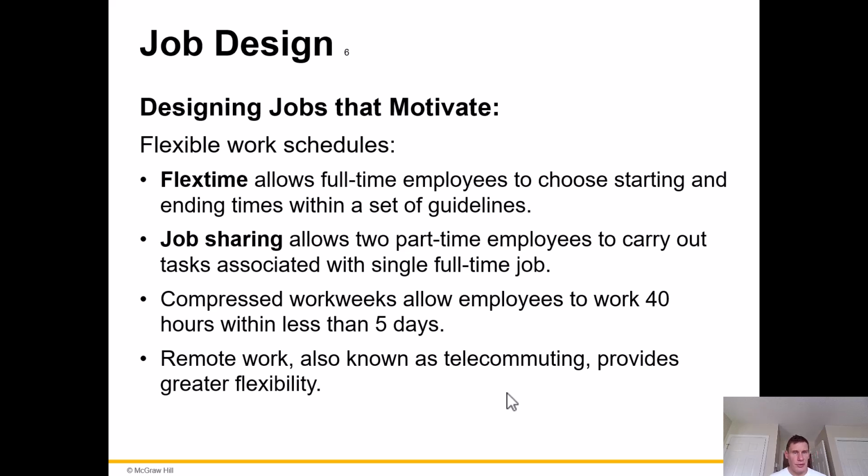So one way to do that is called flex time, which allows full-time employees to choose starting and ending times within a set of guidelines. So you can come in between 8 and 10, and you can leave between, say, 3 and 5. Another one is job sharing, which allows two or more part-time employees to carry out tasks associated with a single full-time job. And compressed work weeks allow employees to work 40 hours within less than 5 days. So instead of, say, 5 days, 8 hours a day, they might do 4 days and 10 hours a day, Monday through Thursday, for example. And of course, remote work, also known as telecommuting, provides greater flexibility.